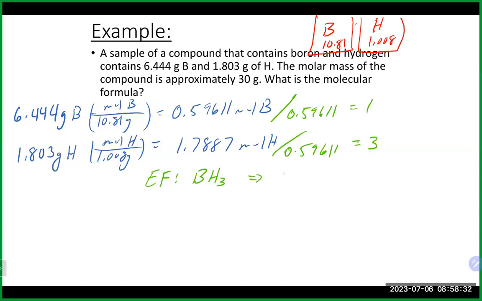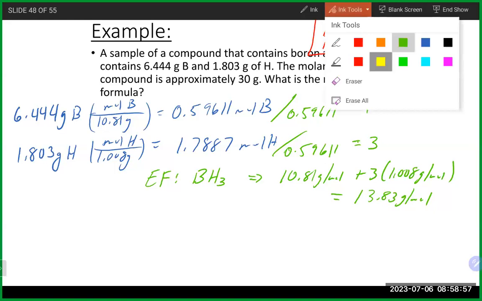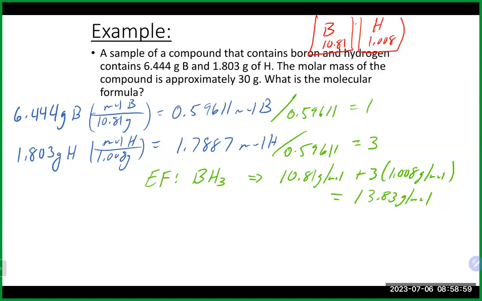The other thing that we really need as well is the molar mass of our empirical formula. So the molar mass of this would be 10.81 plus 3 times 1.008 for our hydrogens. Going to give us an empirical formula molar mass of about 13.83 grams per mole. So that is basically one of the 3 things that we need to calculate our molecular formula. We need the empirical formula, which we have. We need the molar mass of our empirical formula.